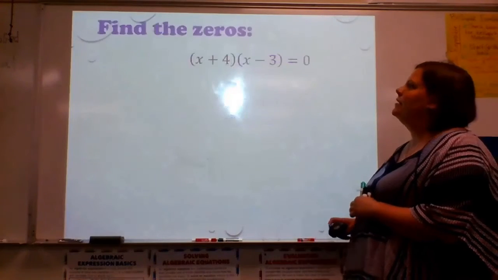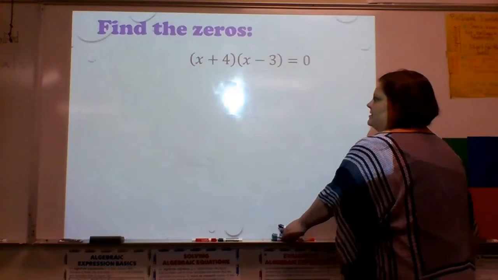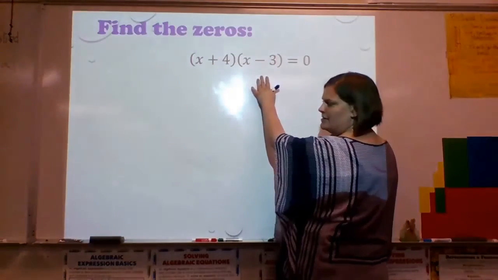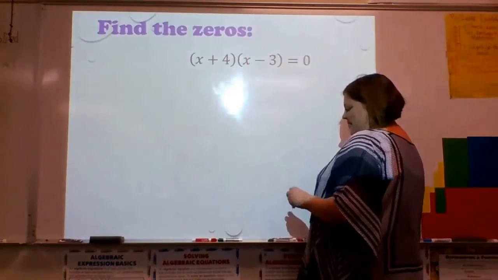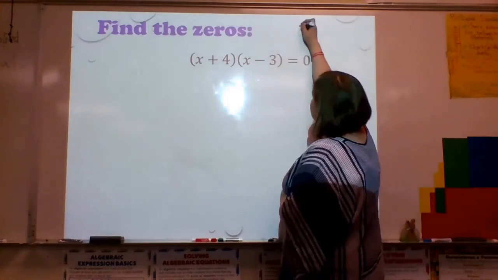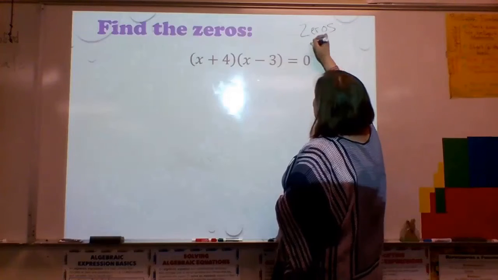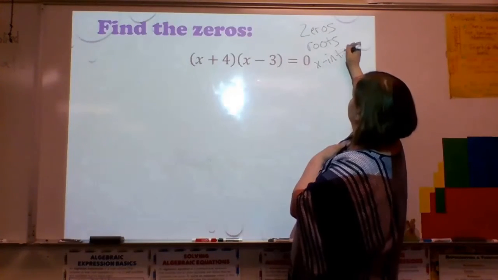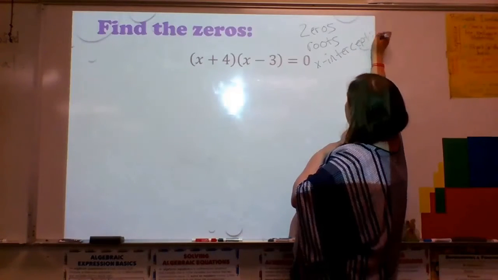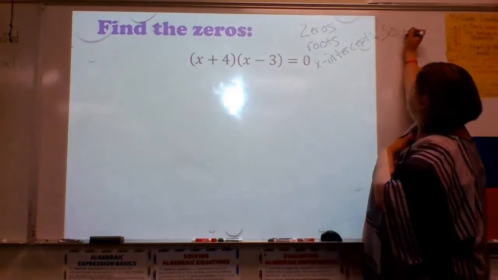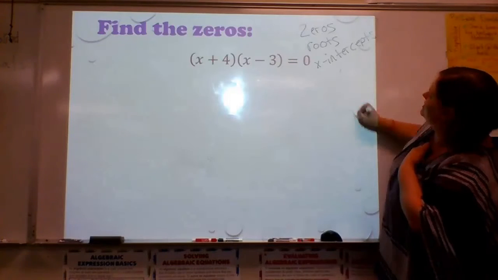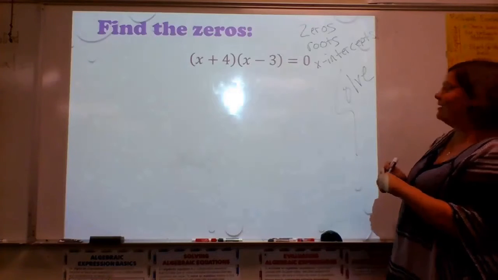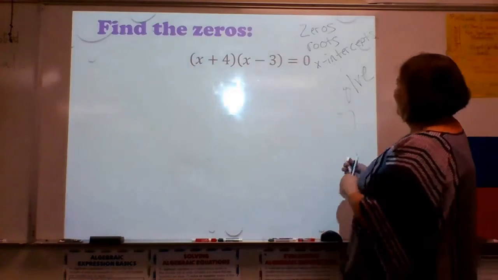So yesterday we talked about how to find these zeros. That's the same thing as solving. This word zeros means the same thing as solving. So if I see the words zeros, roots, x-intercepts, they all mean to solve. I know it's hard to see on the screen. They all mean to solve.